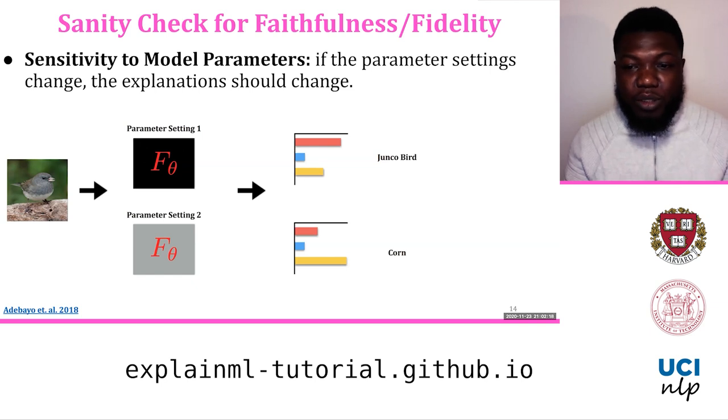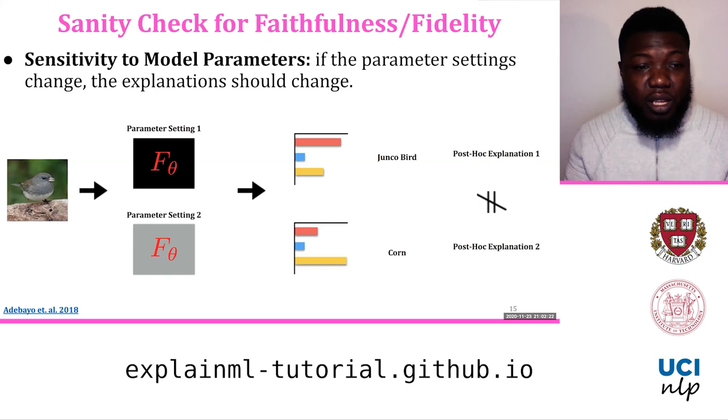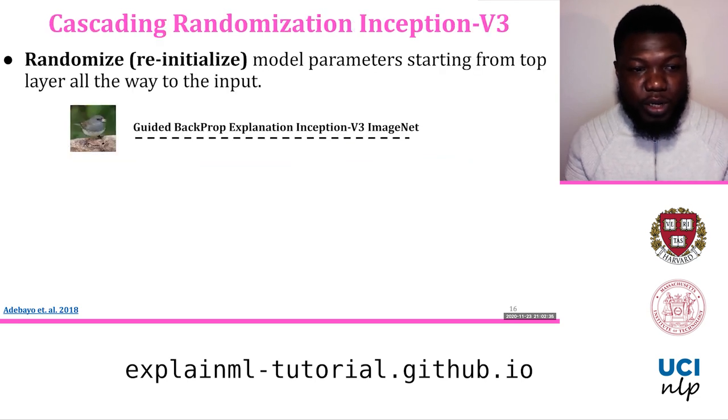Now, the sanity check here is that we would expect the explanation that we derive from the first model to be different from the explanation that we derive from the second model, if the explanation method in question is indeed sensitive to the parameters of the model being explained. So let's look at a concrete example.